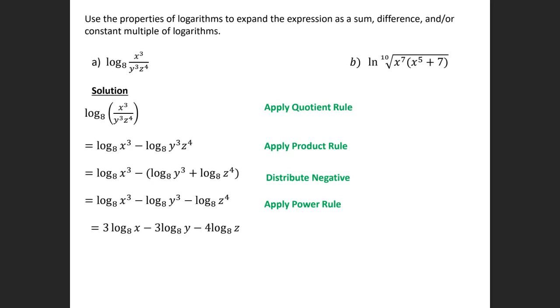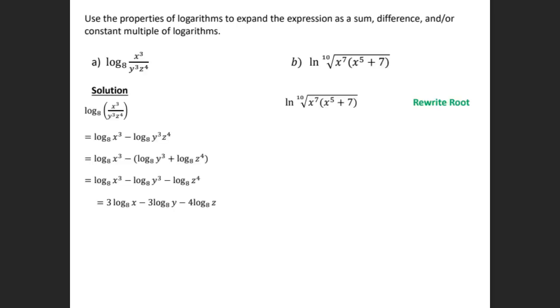Anything that has an exponent, we're going to multiply it to the log. So we're going to get 3 times the log base 8 of x minus 3 times the log base 8 of y minus 4 times the log base 8 of z. Okay, let's look at B.